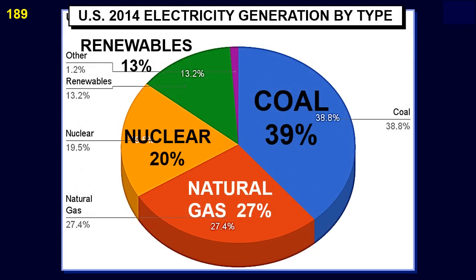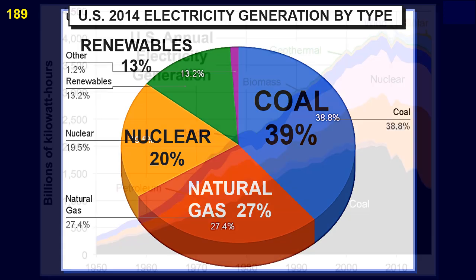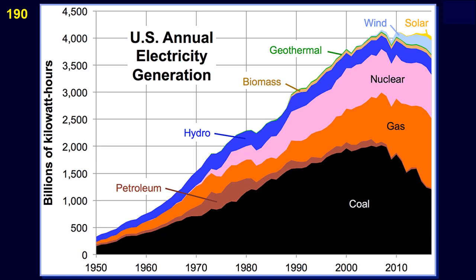This is the U.S. electricity generation by type, as of 2014. We have coal leading at 39%, followed by natural gas at 27%, and then nuclear at 20%. Renewables, including hydroelectric, account for 13%. This is a graph of the U.S. electricity generation by type from 1950 to 2020. We see that coal has decreased substantially from its peak in 2008.